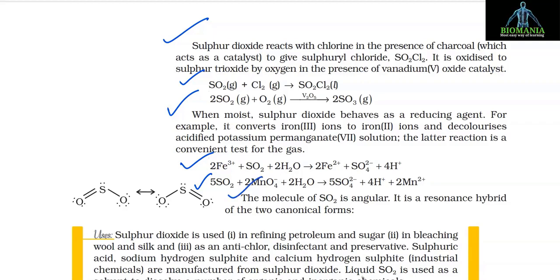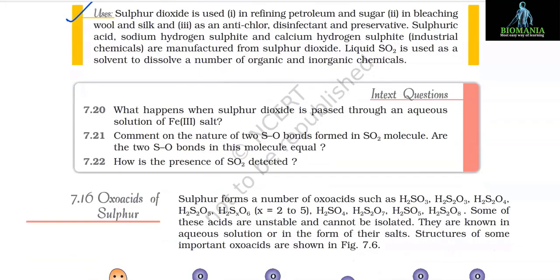The molecule of SO2 is angular. It is a resonance hybrid of the two canonical forms. Uses: sulfur dioxide is used in refining petroleum and sugar, in bleaching wool and silk, and as an anti-chlor, disinfectant and preservative. Sulfuric acid, sodium hydrogen sulfite and calcium hydrogen sulfite, which are industrial chemicals, are manufactured from sulfur dioxide. Liquid SO2 is used as a solvent to dissolve a number of organic and inorganic chemicals.